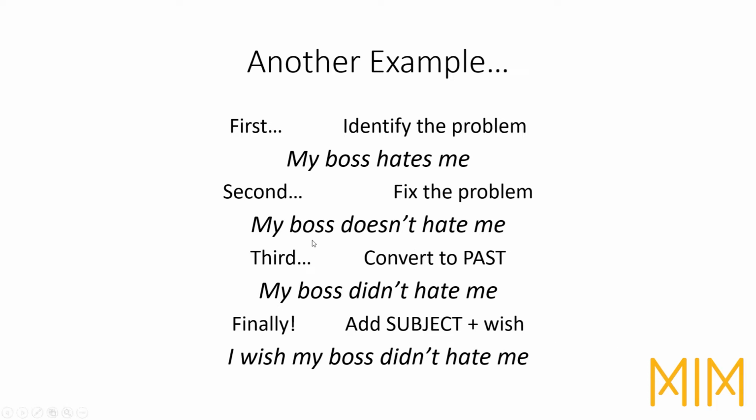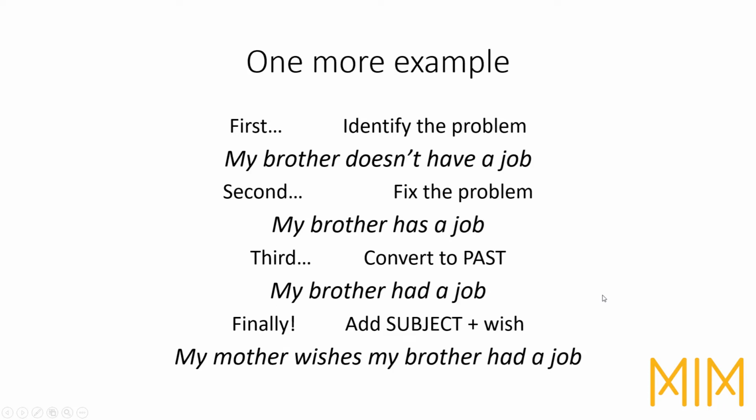My boss doesn't hate me. There, we fix the problem. My boss doesn't hate me. Okay, this is my second wish. The genie gives me 3 wishes. And then we're going to convert my boss doesn't hate me into the past. So my boss doesn't hate me becomes my boss didn't hate me. And then, of course, this is my dream again. So we add I wish my boss didn't hate me. Okay, I have one more wish. That's how wishes work. You get 3.